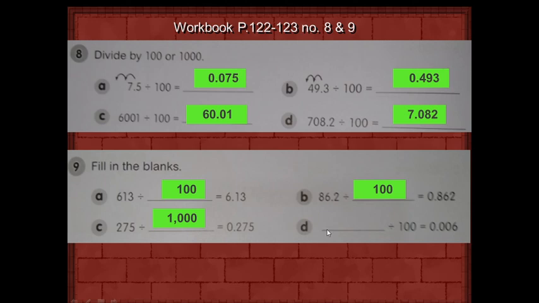And the last one, 9D. What number is divided by 100 to give the answer 0.006? Okay, so I think this one is moving to the left 2 times. So the answer is 0.6.